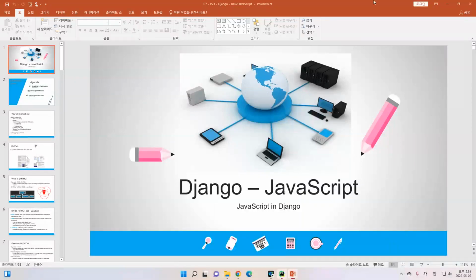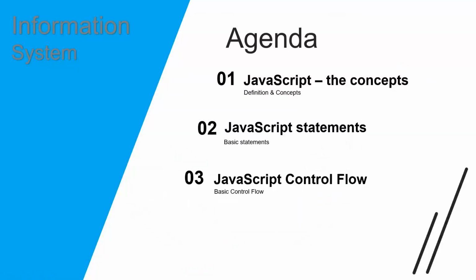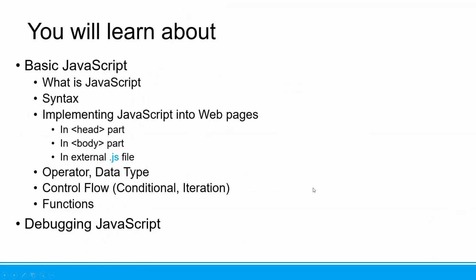In this session, I would like to teach you how to use JavaScript. And especially we are going to use JavaScript in Django. What we're going to learn is the JavaScript concepts, and then the statements in JavaScript and how the control flow works in JavaScript. So these are the parts that we are going to learn.